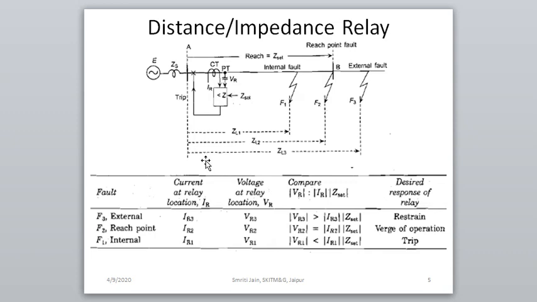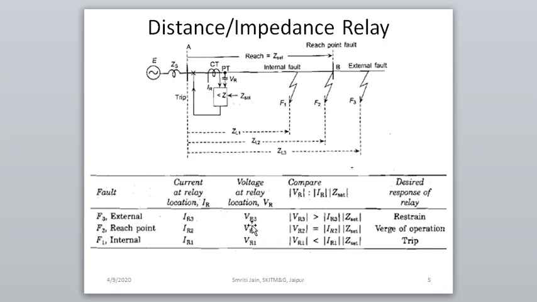Now for the same system where AB is the line section to be protected, this is the relay, and the reach of the relay we are assuming AB. So we can consider three faults at F1, F2 and F3. F1 is the fault between A and B, so it is an internal fault. This is an external fault.